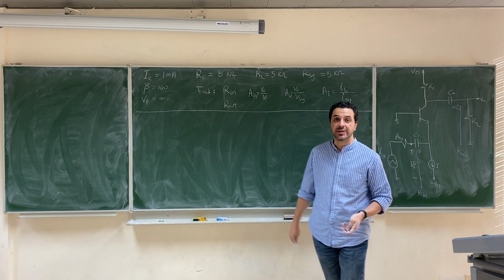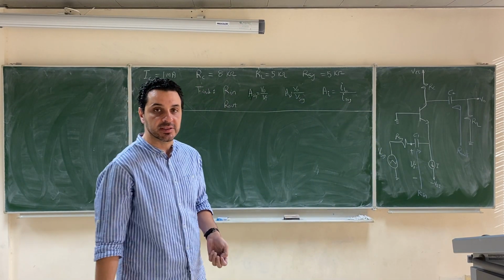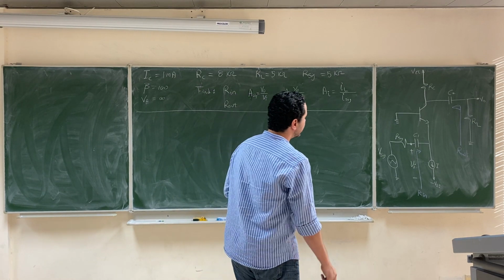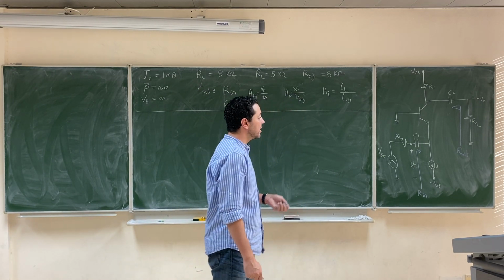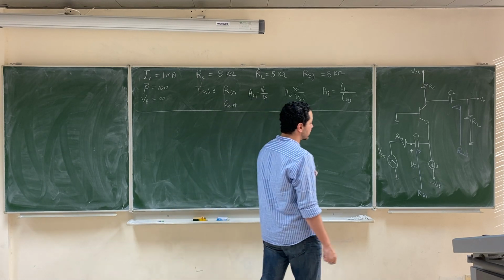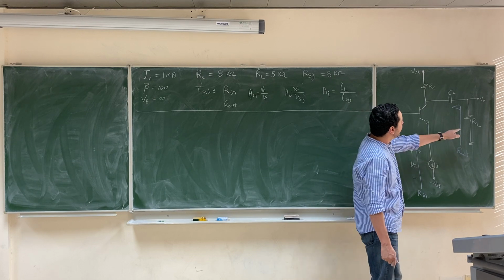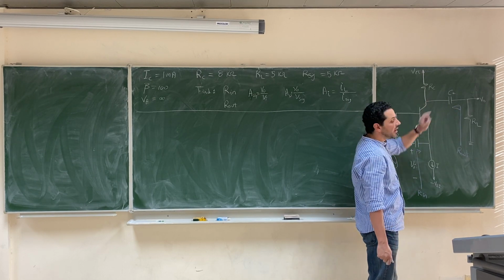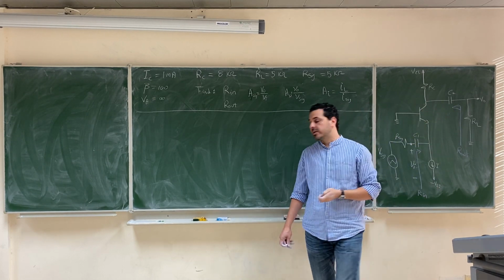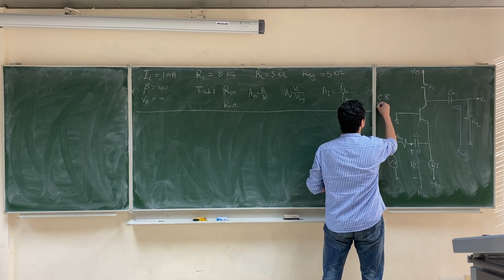So the first question that we usually ask is, what kind of amplifier is this? Which amplifier family does this amplifier belong to? In order to answer this question, we look at the input. The input is connected towards the emitter. The output is taken from the collector. So this is a common base amplifier.